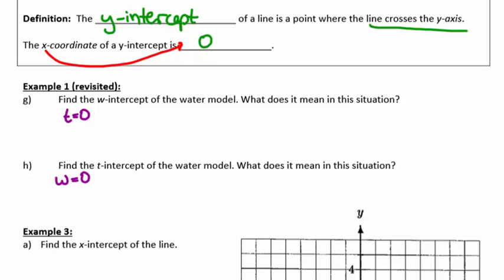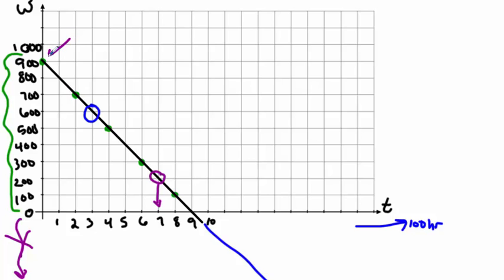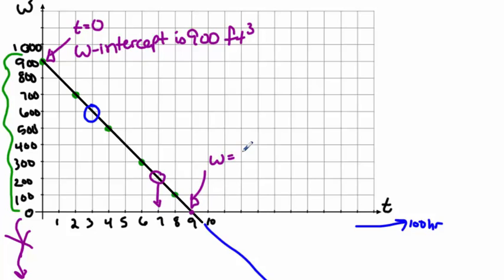Let's look back to that graph. So this point right here is going to have a t value of 0. So that's going to mean that our w-intercept is 900. And this point down here is going to have w equals 0. That's where our w values have reached 0. So that's going to be our t-intercept.